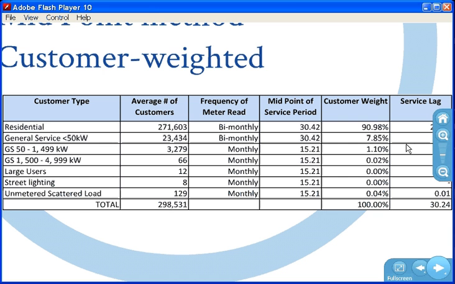The reason why service lag is weighted by customers is that if we were to add all the midpoints, the actual service lag for the utility would be far more important than what it is actually. So by weighting based on customers, we obtain a service lag that's a lot more reasonable.